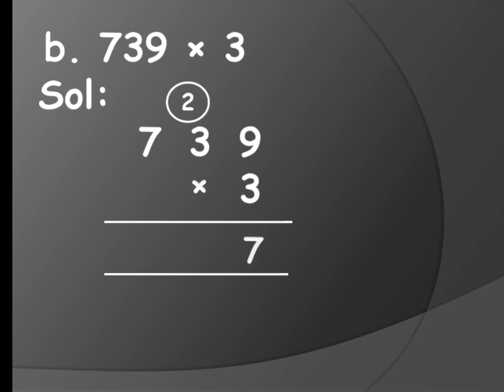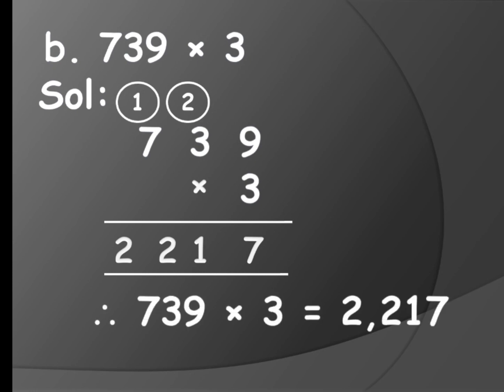Okay, now 3 into 3, 3 threes are 9, 9 plus 2, 11. So 1 you will write it down and 1 you will carry. Okay, now 3 into 7, 3 sevens are 21, 21 plus 1, 22. So you will write 22. Okay, finally what you will write, therefore 739 into 3 is equal to 2217. Okay, so in this way you need to do the multiplication using column method.